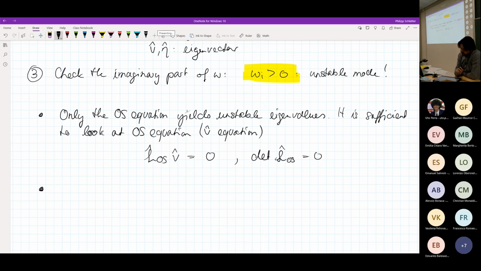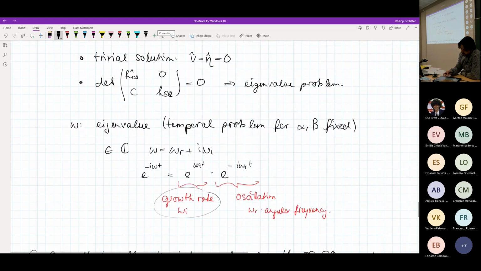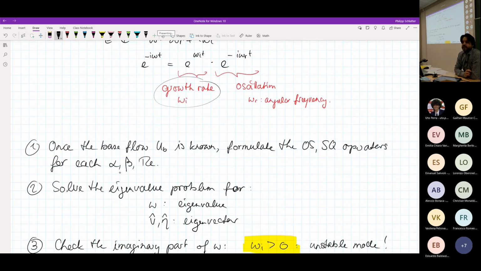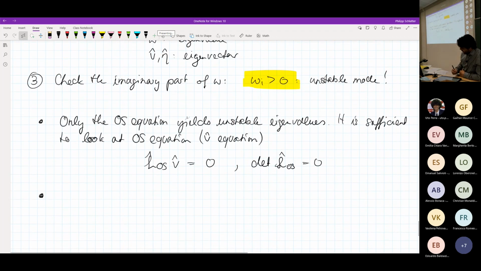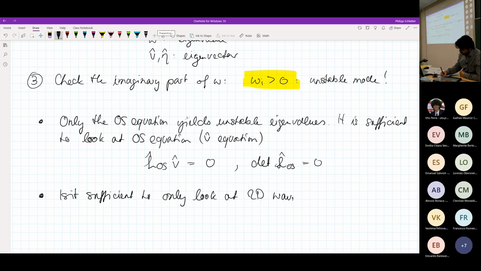The second comment is about the question: do I need to look at each alpha and each beta independently, or is there a way of maybe reducing the search space for unstable frequencies a bit more? And actually there is. So the question would be, is it sufficient to only look at 2D waves? So 2D waves would mean beta being 0.